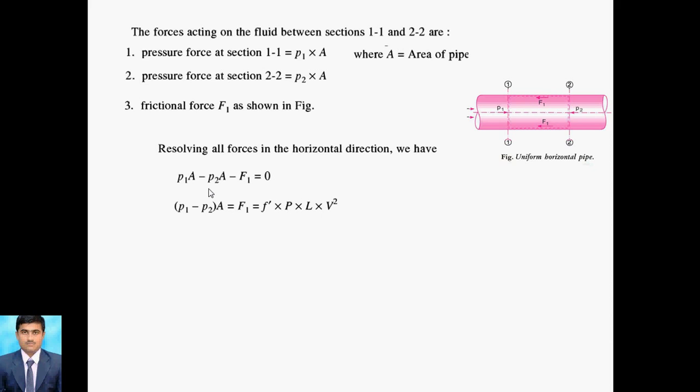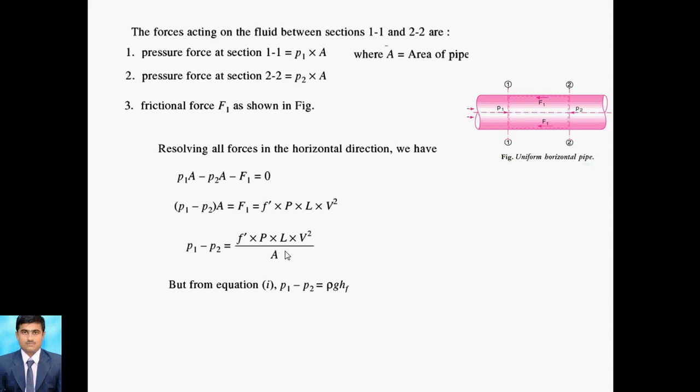So we can write this as (P1 minus P2) into A. Here we can take A common, equal to F. So this minus F1 becomes plus F1, and according to Froude's experiments we write F dash into PLV square, that is from equation 2. After that this A we can transfer over there: F dash PLV square upon A.